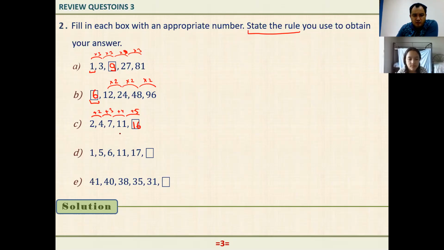So what is the rule? The rule is start with 2 and add the whole numbers starting with 2 to get the next term. The first is 2, and the next numbers are 3, 4, 5. How about question D?